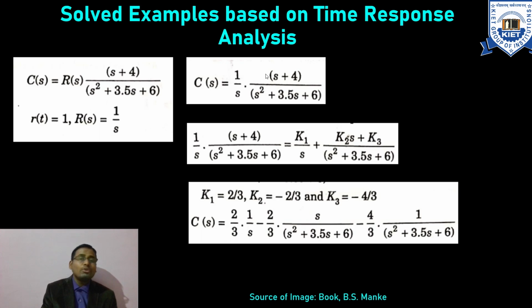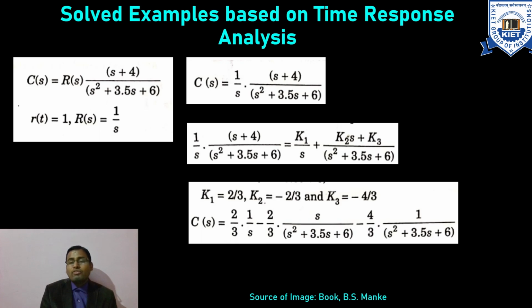format, so we have to convert it into a simplified form in the existing format. So the best way is to provide a particular solution. To get the particular solution, we have to apply the partial fraction expansion method. Clear? So in this particular equation, I am applying a partial fraction expansion. That's why this total quantity is equal to k1 by s plus (k2 s plus k3) divided by (s square plus 3.5s plus 6). Okay, here I am applying partial fraction expansion.